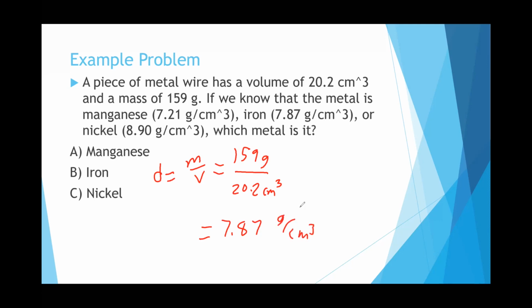So which one is the closest? Look, iron is the closest. That means it's B, iron. Great job, everyone. You guys did well. You got the right answer. So that's how a density question goes. They might not be straightforward, but it's using density to find the identity of a substance.